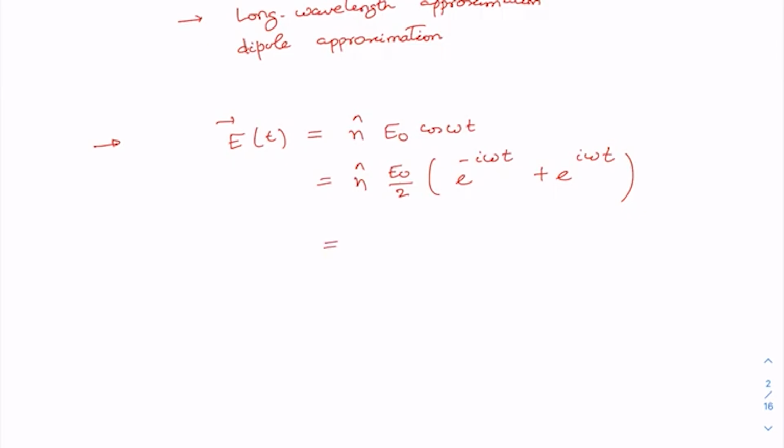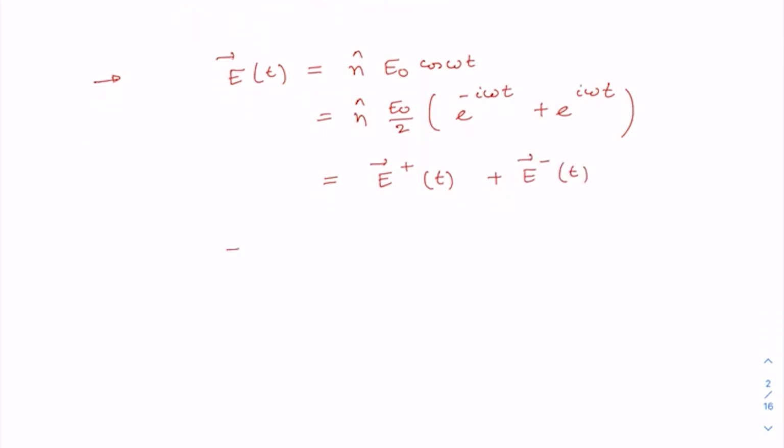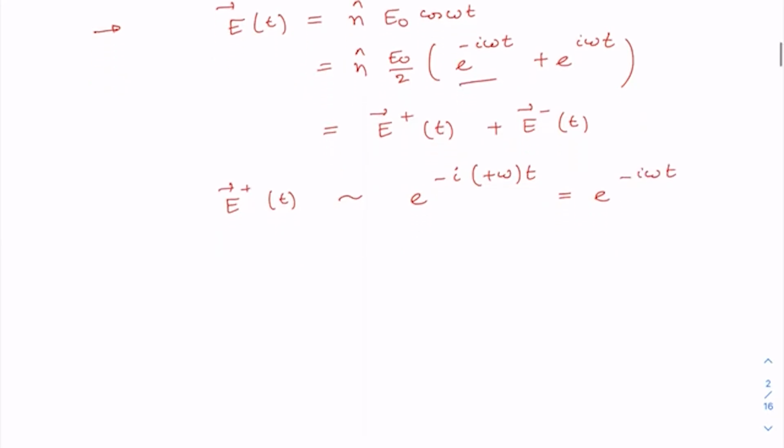So what I mean to say is that I can now write this as two parts. One is the positive frequency part and another one is the negative frequency part. By this I mean that this E plus of t is associated with e to the power minus iωt. On the other hand, E minus of t is related to the negative frequency, minus ω, so which is e to the power plus iωt.